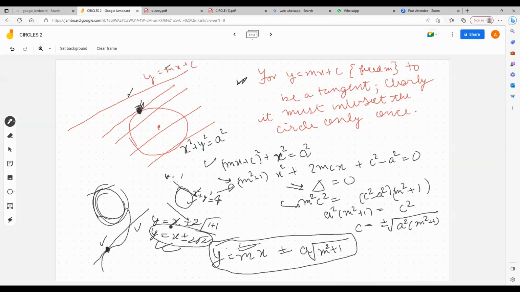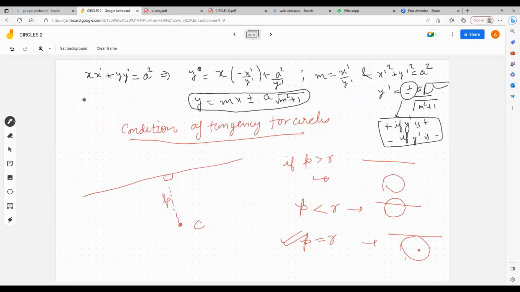Now, can we relate this condition with the x prime plus y prime equals a square equation that we studied before? Let us see. What we know is that at a point x prime comma y prime, the equation of tangent to the standard circle is x x prime plus y y prime equals a square. Now, writing it in this slope form, we can say that minus x prime by y prime will be the slope, and a square by y prime will be the intercept. So if we know m equals minus x prime by y prime, we also know that x prime comma y prime satisfies the equation of the circle.